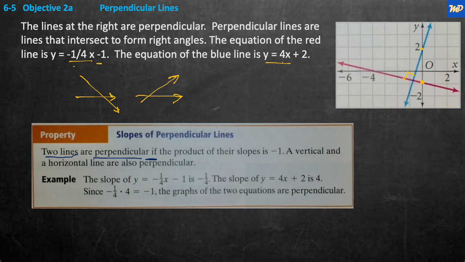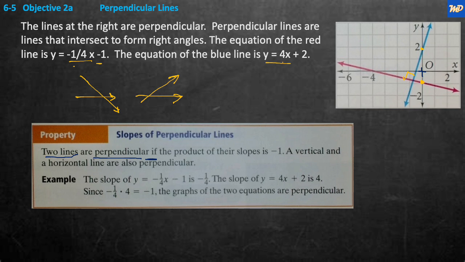And you can see that right here in the drawing of the graph itself. Here's the x-axis and the y-axis, and they're perpendicular to each other. So that's the information to know here, right? And it says here that the slopes, when you multiply them, give you a -1, and we'll see that right away here. A horizontal line and vertical line are perpendicular.